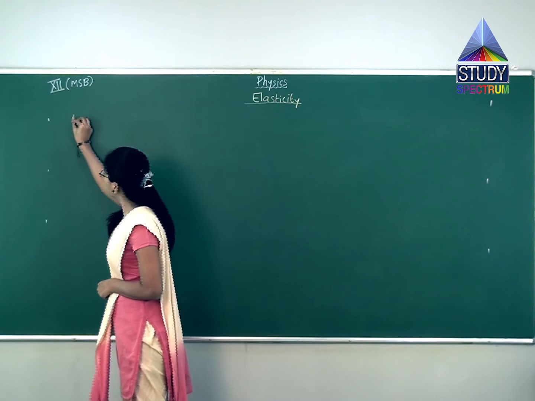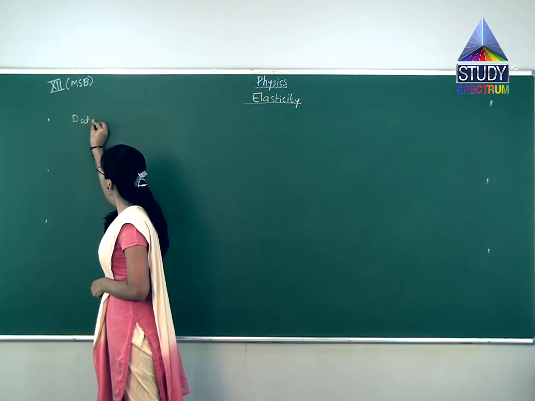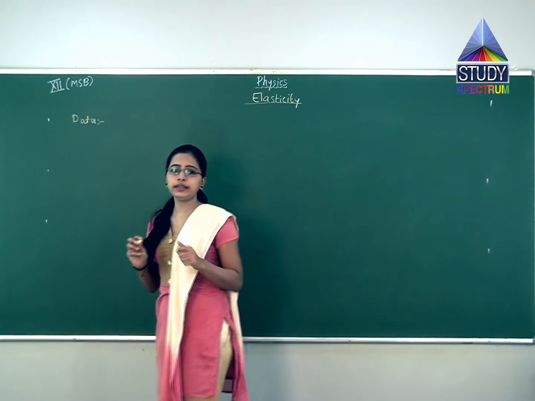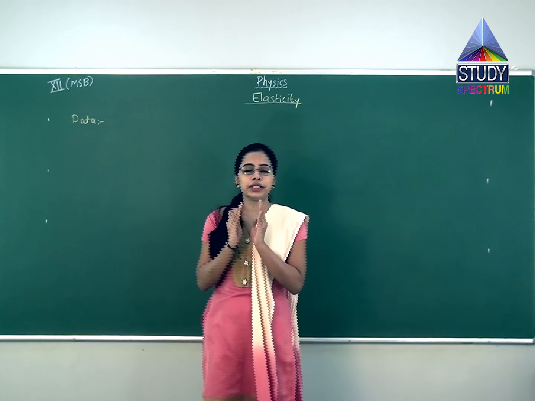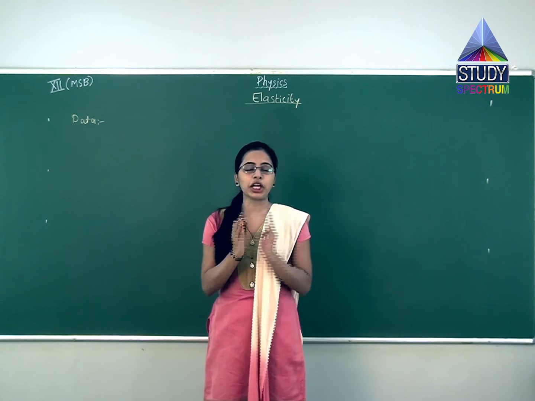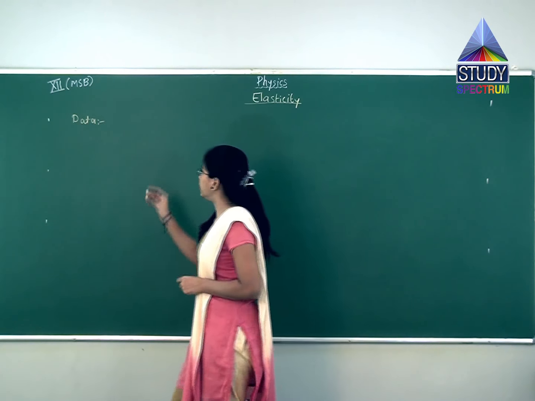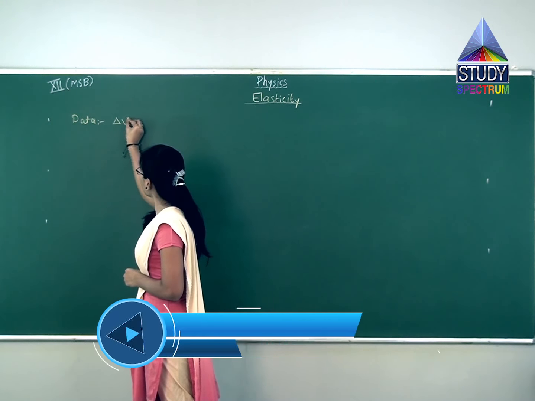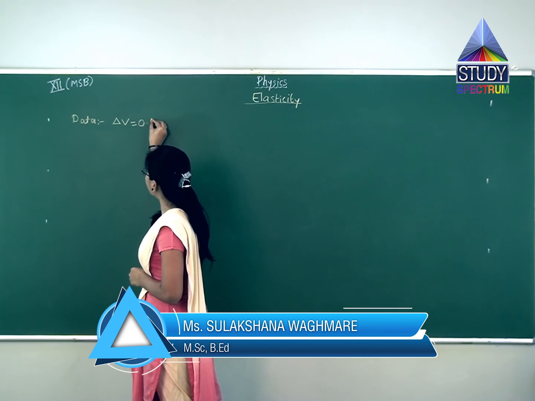Data is given. Here the percentage decrease means the change in volume is given. So delta V is 0.001%.